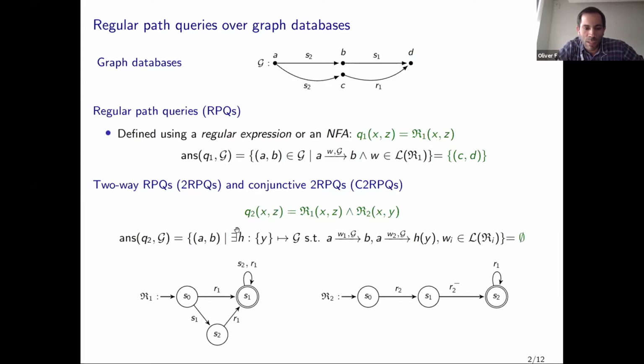And in this case, the semantics is as follows. If one fixes two elements of the data, A and B, to see if this pair is an answer of the query, one has to consider all the mappings. One has to see if there is a mapping of the quantified variables into the data such that these two elements here and these two elements here comply with the two different automata. And in this case, there is no answer for the conjunctive query.